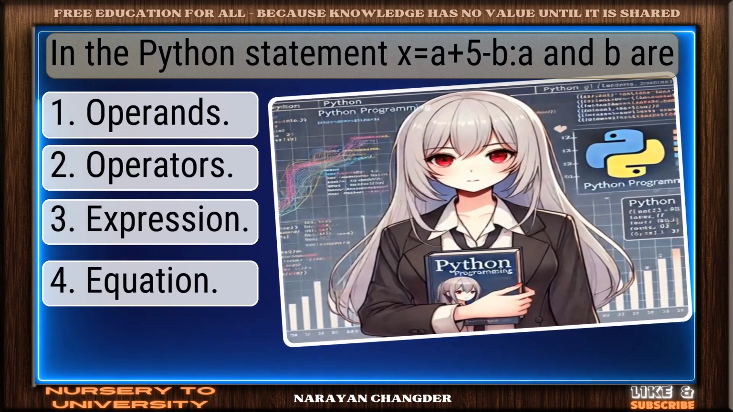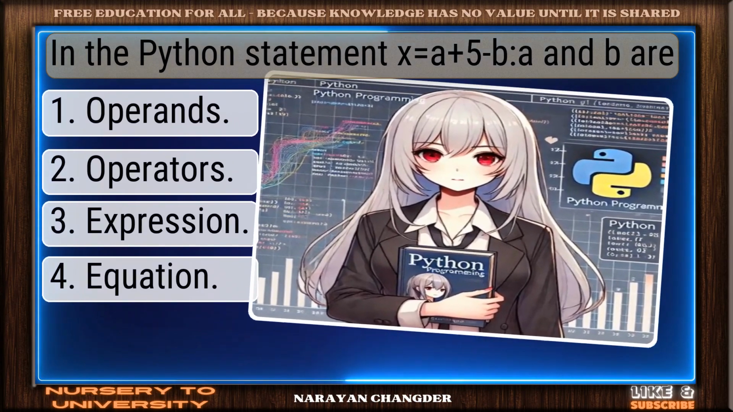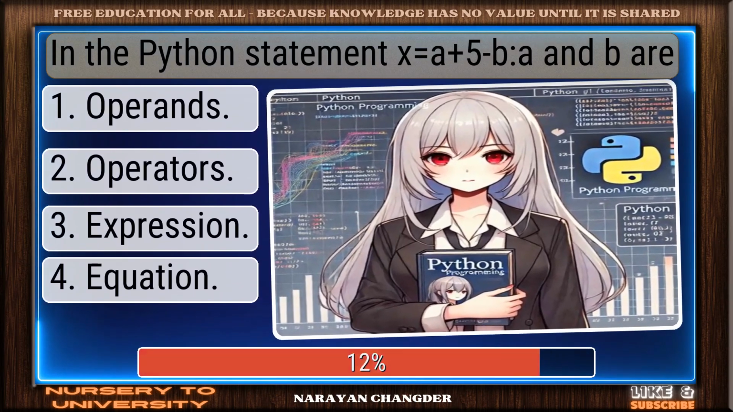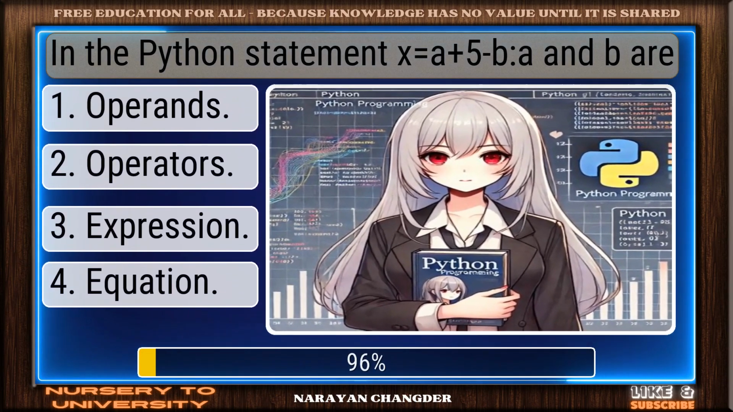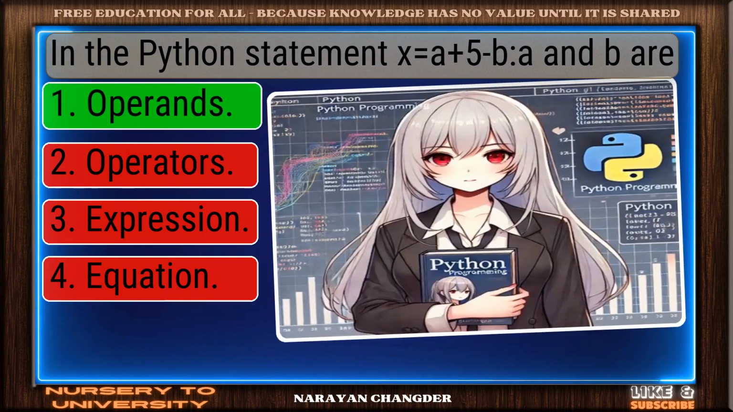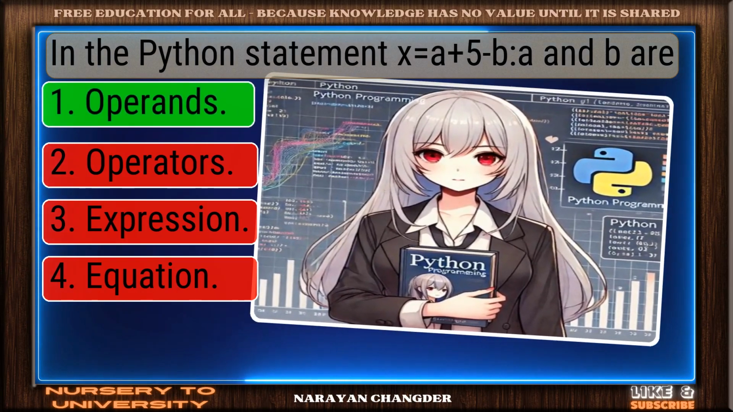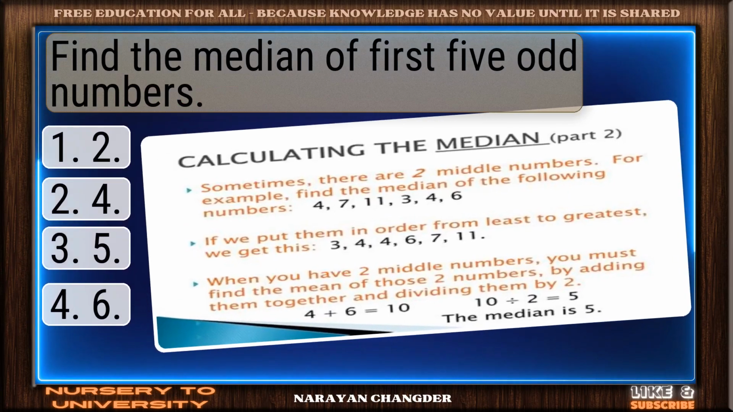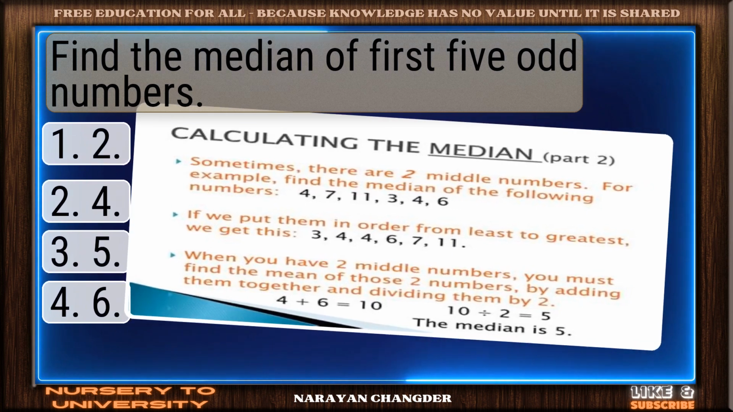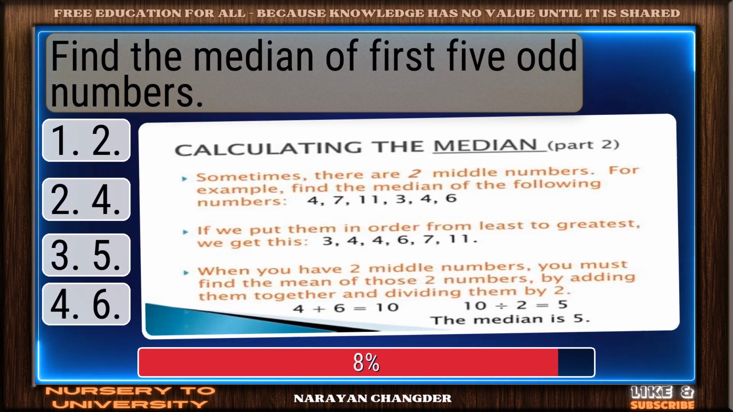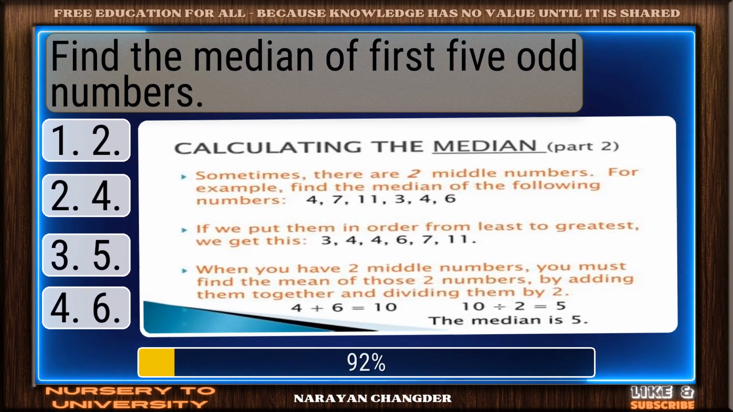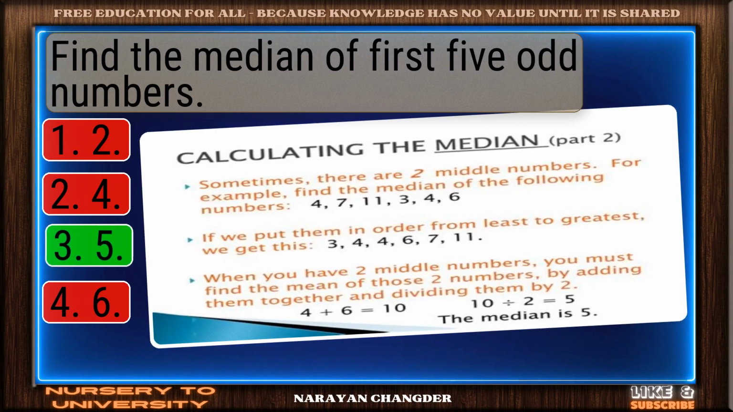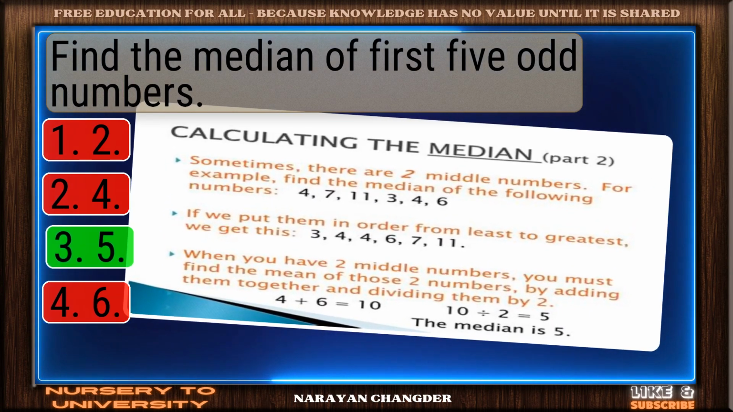Question number 219. In the Python statement x equal to a plus 5 b and b r. Right again. Operands is a valid answer. Question number 220. Find the median of the first 5 odd numbers. Good thinking. 5 is the right answer.